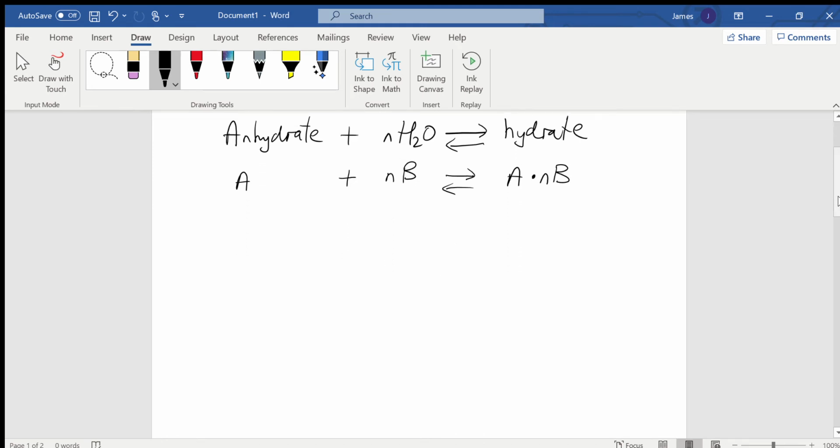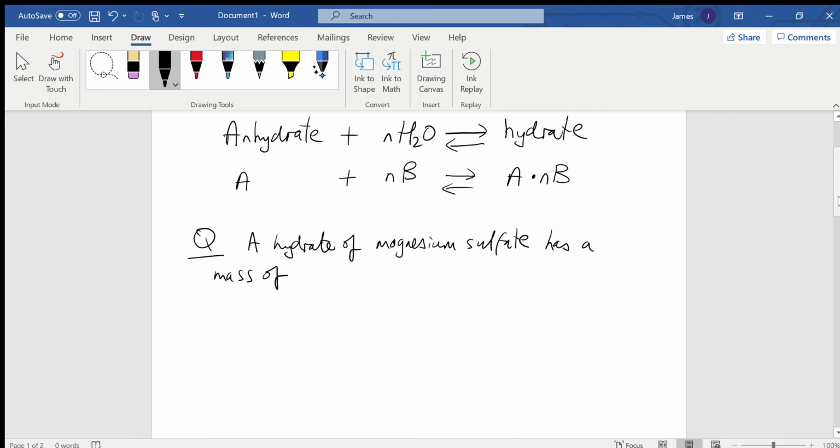Let's see a typical example of a calculation where you're asked about a hydrate. Okay, so we're told that a hydrate of magnesium sulfate has a mass of 13.52 grams. Okay, and we're told that the sample is heated until no water remains.